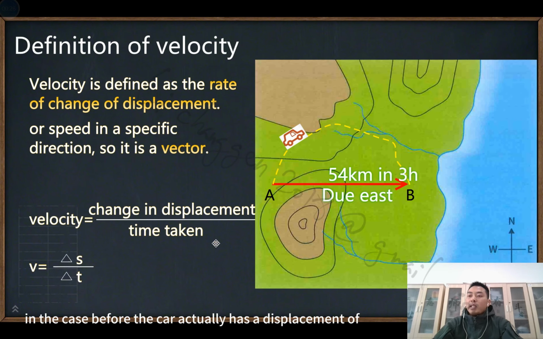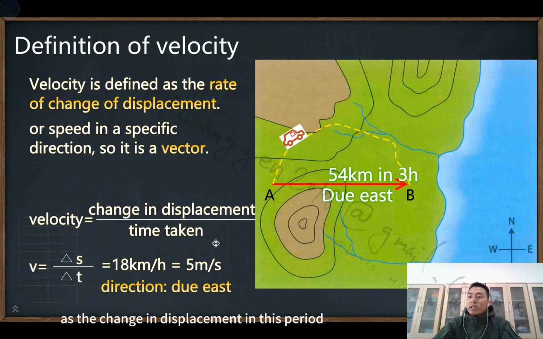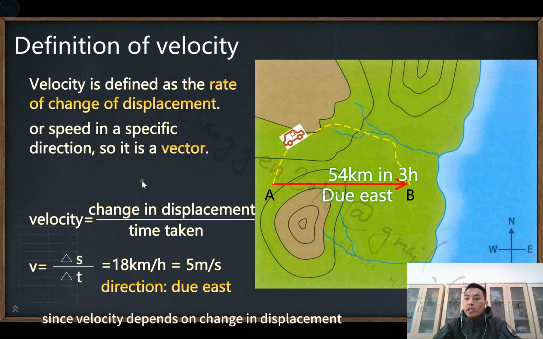For example, in the case before, the car actually has a displacement of 54 kilometers due east from A to B, and it takes 3 hours. So its velocity is calculated by 54 over 3, and that is 18 kilometers per hour, including its direction, due east. It's simply the same direction as the change in displacement in this period. Since velocity depends on change in displacement, not distance, the speed and velocity of the car in this trip are not the same in magnitude. And don't forget that velocity includes direction, so they are very different.